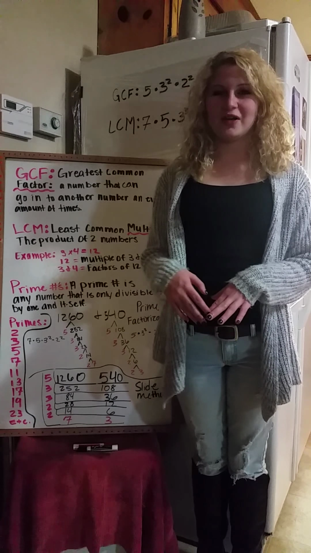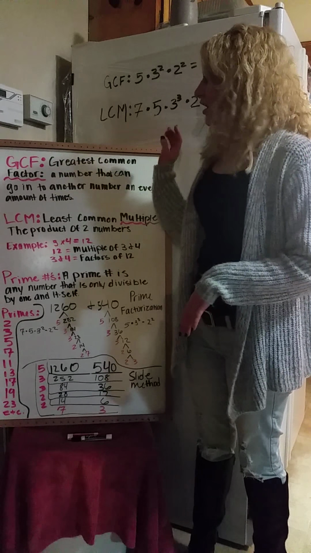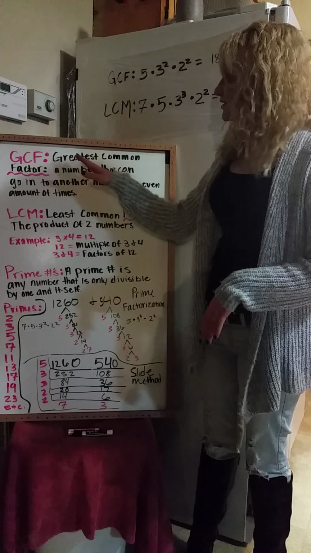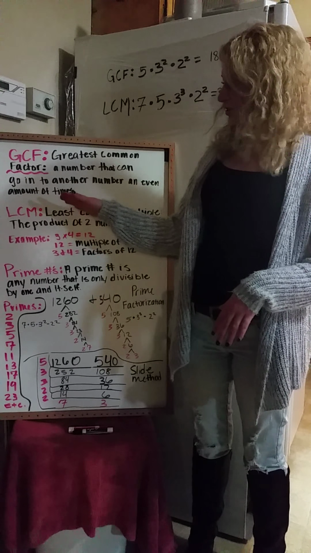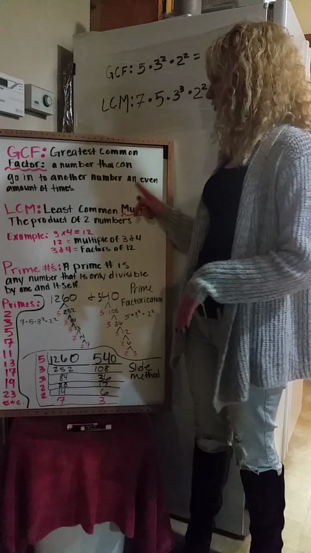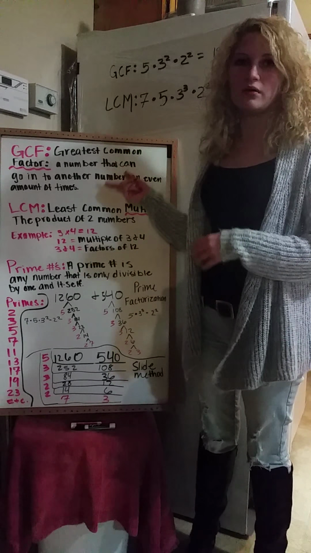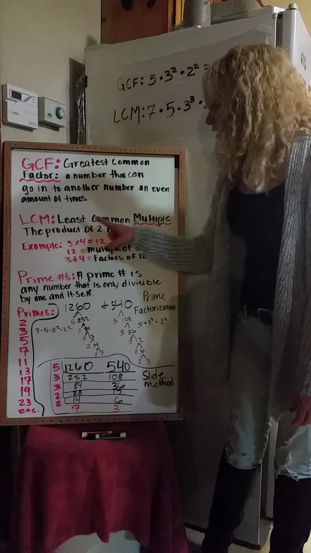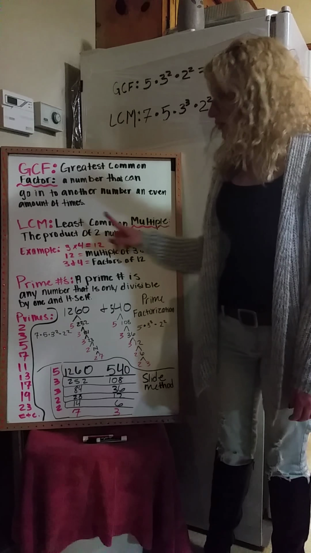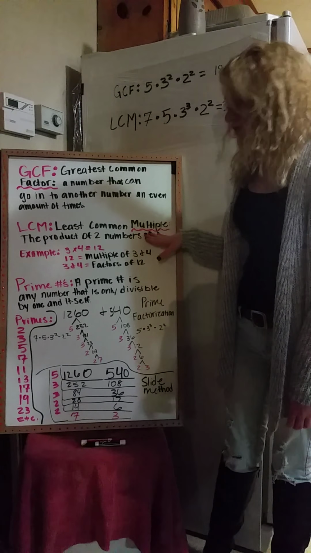Alright, today we are learning about some definitions and the way that they work in math. The greatest common factor is your GCF. To define this, first we must define factor, a number that can go into another number an even amount of times. So, largest similar number that can go into another number an even amount of times. Least common multiple. So we define multiple first, the product of two numbers. So smallest similar product of two numbers.